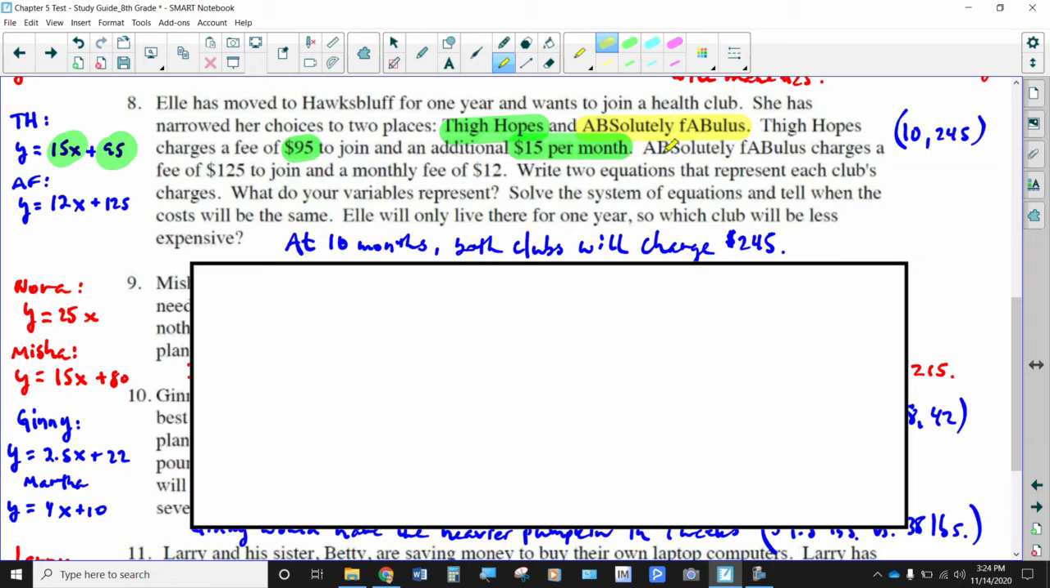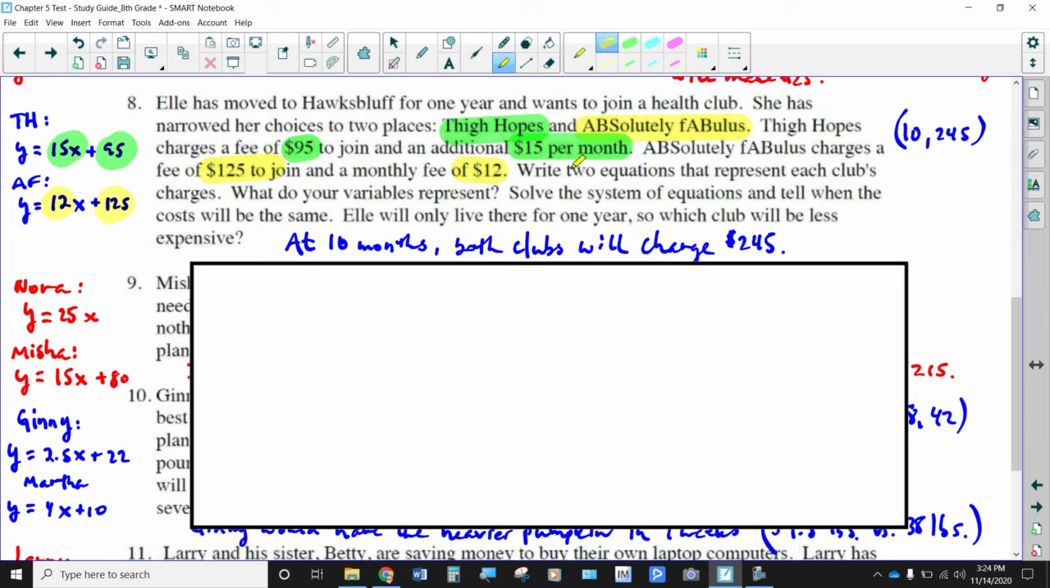Then you got Absolutely Fabulous that charges $125 to join and then $12 per month. So I guess it comes down to this. How long do you plan on being a member of this gym? If you plan on being a member of the gym for a long time, like years and years, it might be worth paying the extra fee because you're going to pay $3 less per month over that time period. Whereas she says she's only moved there for 1 year, but she's going to leave. And so because it's a limited amount of time, you might be better off paying a little extra per month because you get savings. What is that? $30 cheaper.